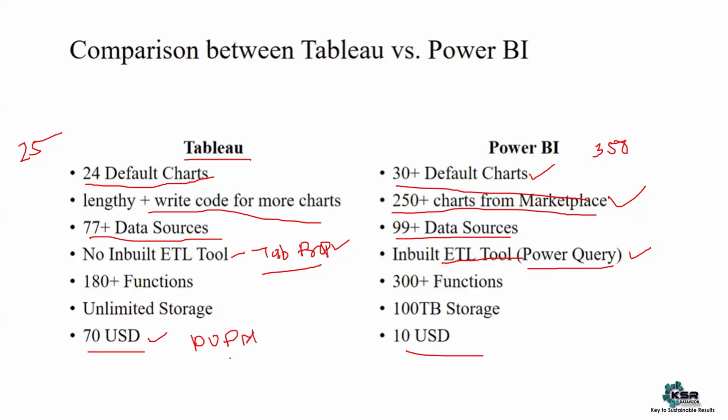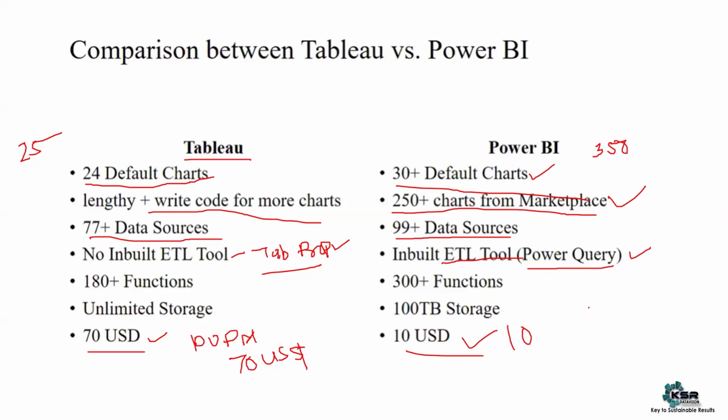70 US dollars. This is the minimum spending you have to do for Tableau. Whereas in Power BI, it always starts from a minimum of $10 per user per month. So that is how cheap Power BI is if you compare it with Tableau, because there are different licenses available in Power BI. One is the Pro license, one is the Premium per user license, and one is the Premium per capacity license.